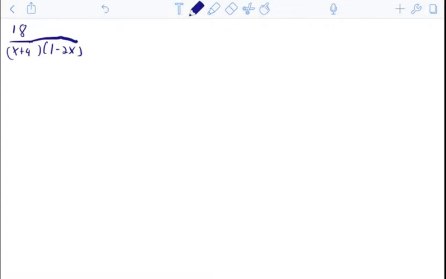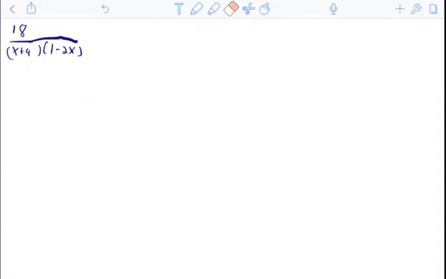Okay, so just remember, we're going to start asking ourselves, can we use partial fractions? The denominator has been factored, so that's good. The degree of the denominator is 1 plus 1, that's 2. The degree of the numerator is 0, so yes, we can use partial fractions.